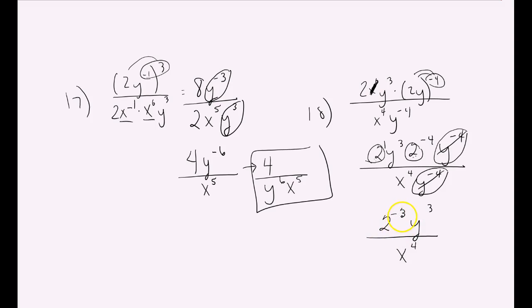Well, 2's got a negative exponent, so where does it need to move? It needs to move to the bottom as a 2 to the 3rd. Now, I'm not going to leave it like this because 2 to the 3rd we can totally do, right? That's just 2 times 2 times 2, so that's just an 8. That's how I would write my final answer.